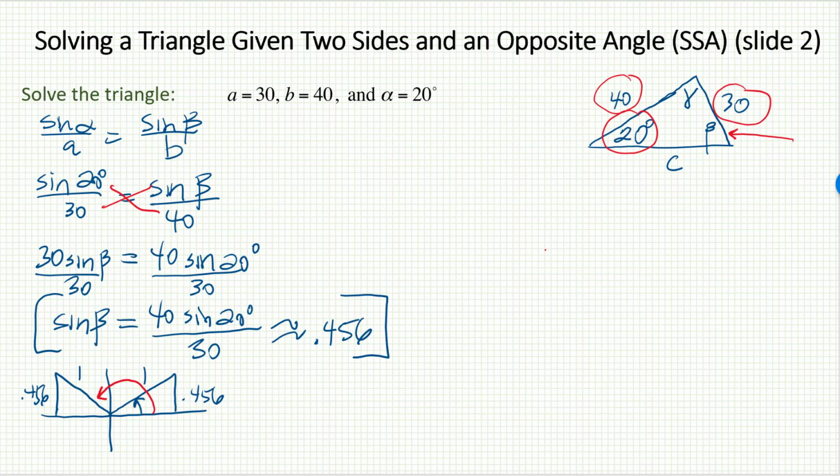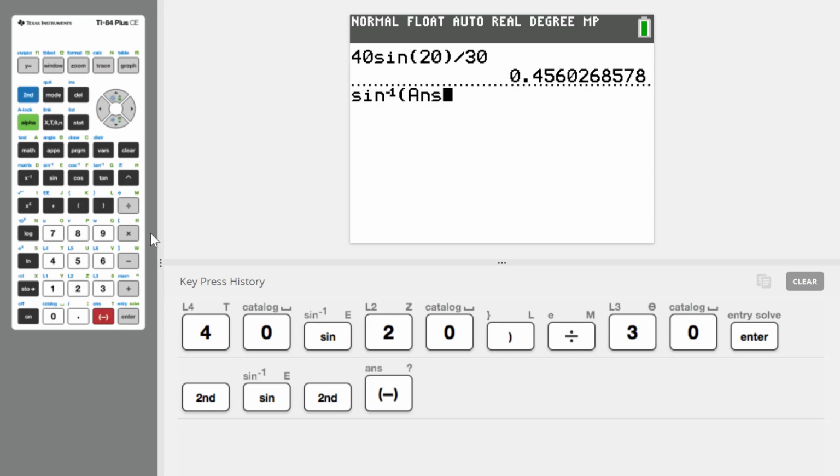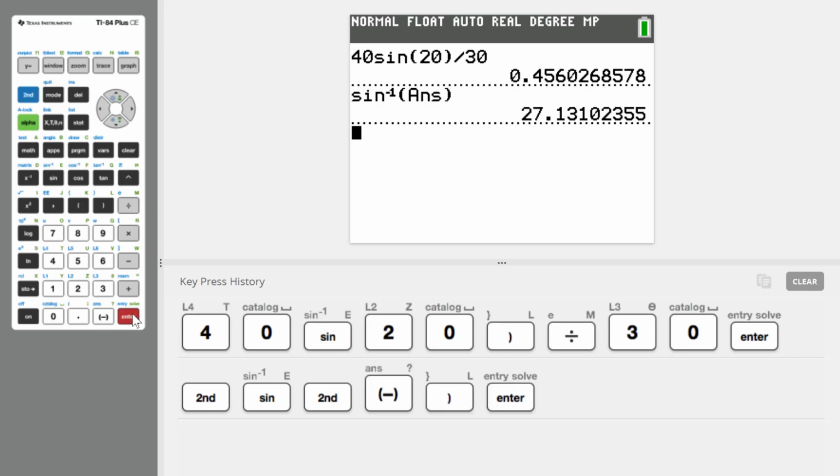Let's see what happens. How would I obtain those answers? I'll call the little one beta 1. Beta 1 is super easy. All I have to do is take the sine inverse of our 0.456 number. Again, I can do that right on the calculator. In fact, I'll use the whole thing. Try not to round in the middle of these problems. So I'll use sine inverse of my last answer to give me about 27.1 degrees.